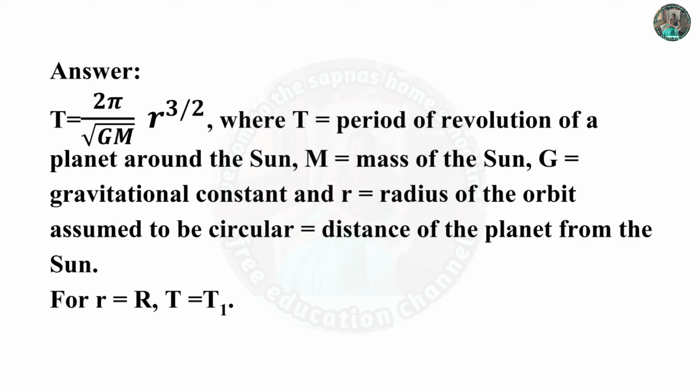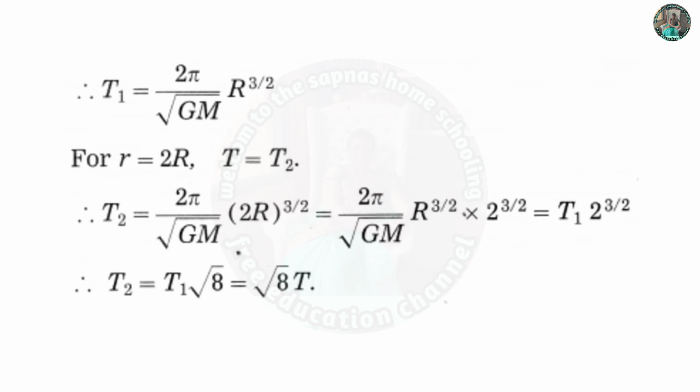For r is equal to r and t is equal to t1. So this is the derivation. That's why T1 is equal to 2π upon root GM, r cube into square. For r is equal to 2r and t is equal to t2. That's why t2 is equal to 2π upon root GM, in bracket (2r)³ square, which is equal to 2π upon root GM, r³ into 2 root 2, which is equal to t1 into 2 root 2. That's why t2 is equal to t1 root 8, which is equal to 8t.